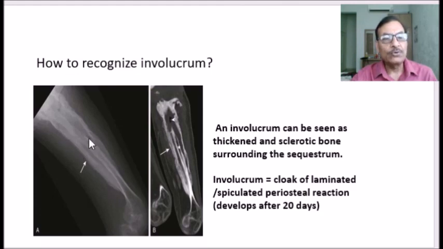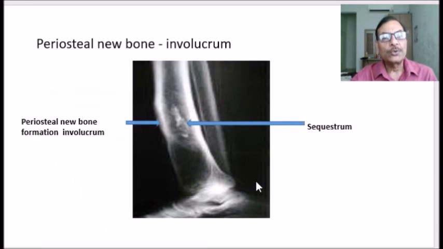The involucrum, which is outside, and the sequestrum, a dead bone inside. Here again, the whole of the shaft is almost sequestrated. Here again, sequestrum, you can see it, and then new bone formation outside, which is forming a new cortex. So again, sequestrum, and involucrum is the new bone formation outside.